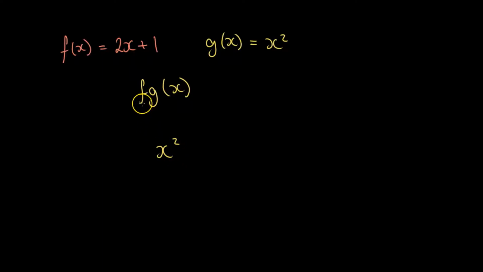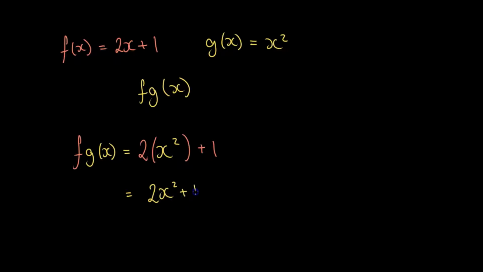Now I'm going to apply the f function to g of x. Or, in other words, I'm going to apply the f function to x squared. So I'm going to do 2 times x squared plus 1. And this here should be equal to f of g of x. And so we've combined these two functions algebraically into one function, and that becomes 2x squared plus 1. And we can check this with numbers if you want to.